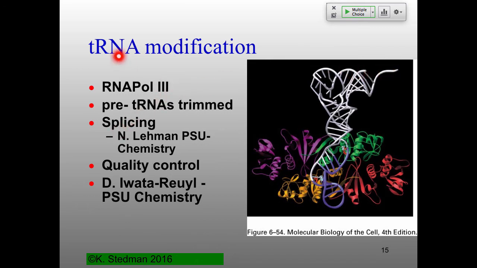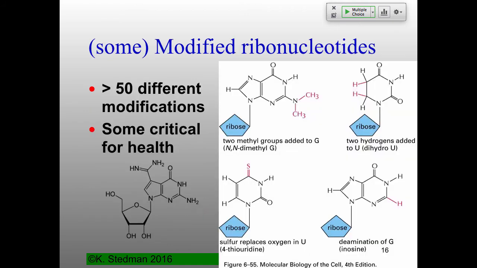Other tRNA modifications that take place seem to be important for quality control, making sure that the tRNA is associating properly with not only the codon, but the aminoacyl tRNA synthetase that we'll talk about in just a second. And if you're interested in more details about this, talk to Dr. Water-Royal in the chemistry department. We've got a very strong group of people working on RNAs here. Some of the modified, yeah, sure.